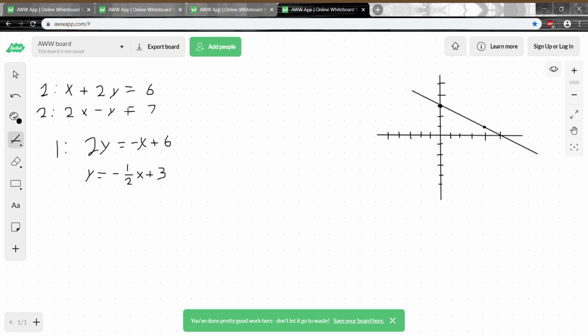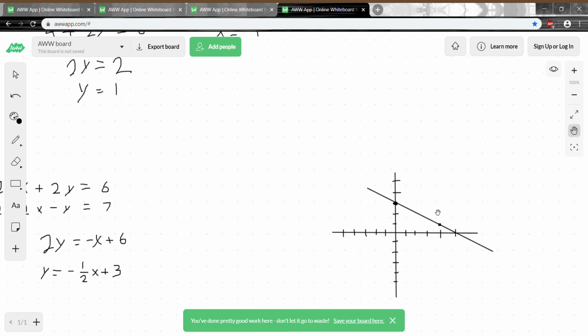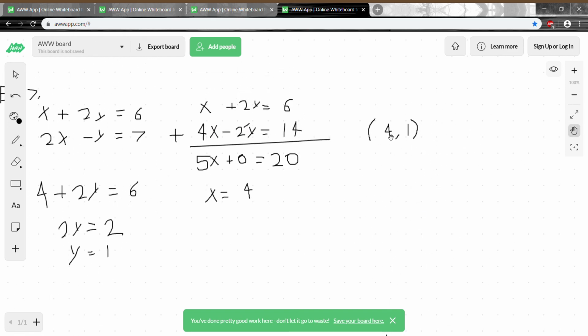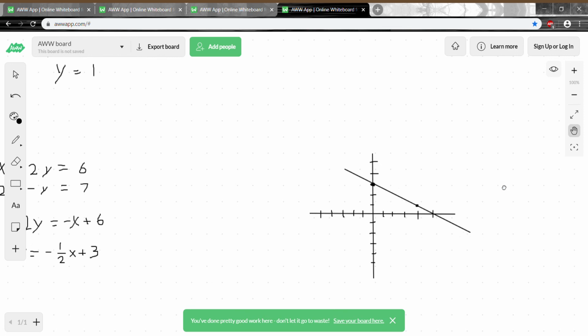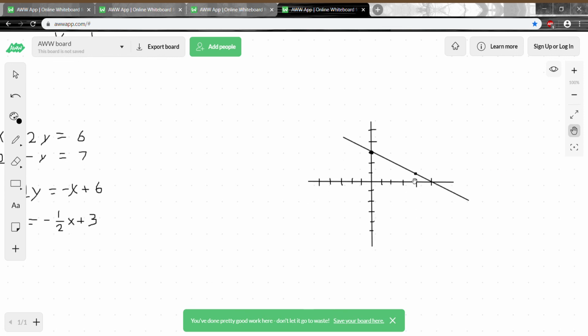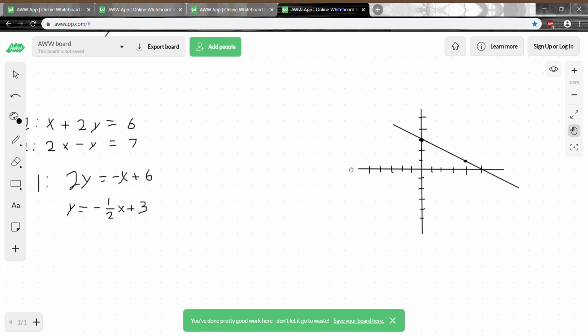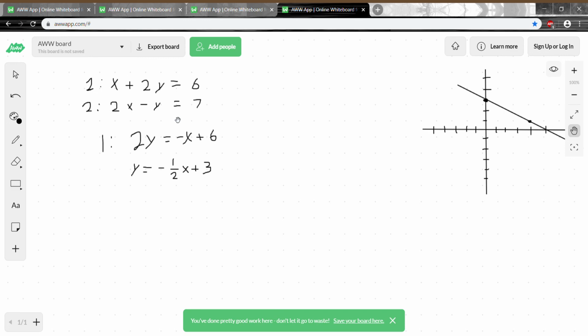And we believe that the other line is going to cross this at the point x equals 4, y equals 1. And we actually already have that right here. We believe it's going to cross at this point right here. Let's go ahead and convert the other equation to a more readable format.